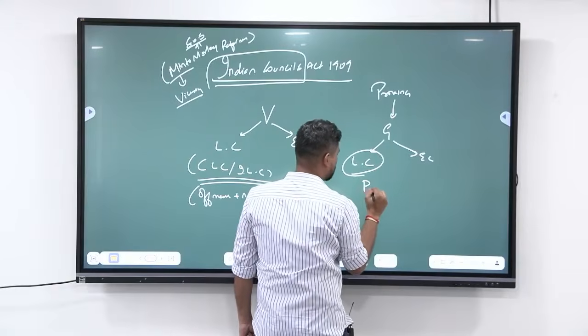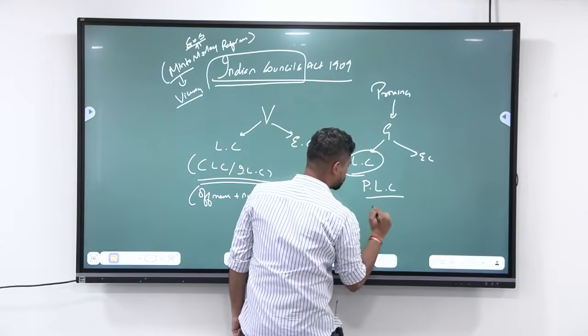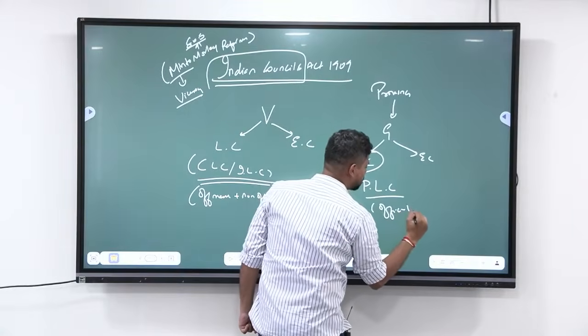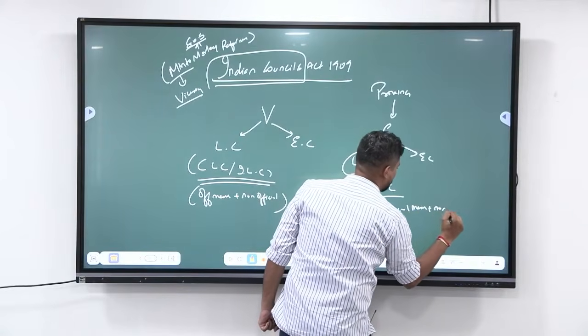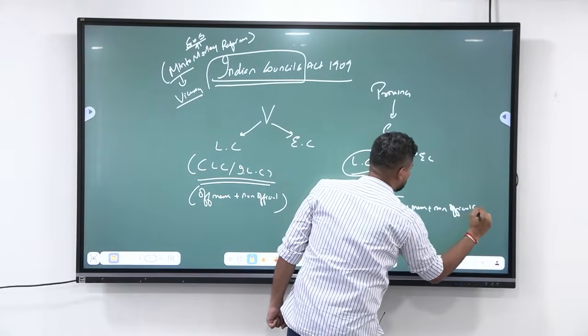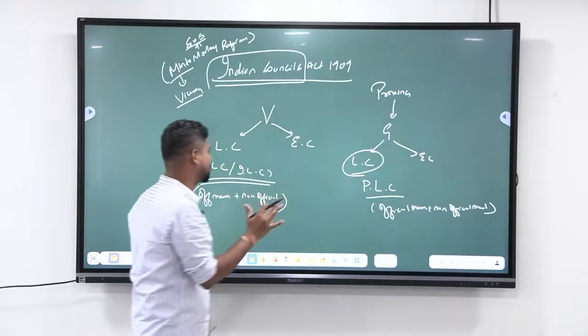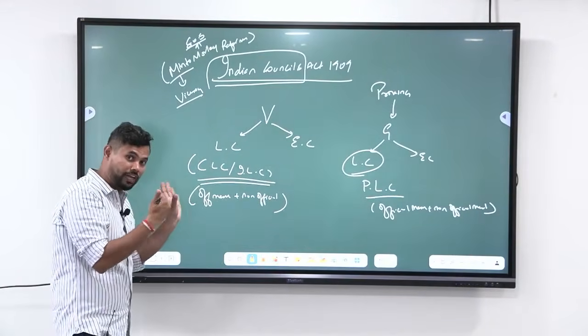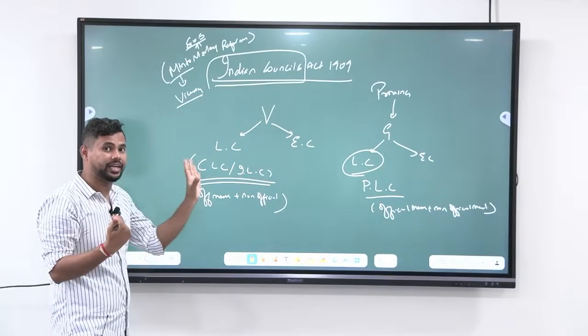This Legislative Council is called the Provincial Legislative Council. Here also you have official members plus non-official members. So overall, you understood that this is the structure that is there. This is the structure that we have evolved from 1773 to 1892.